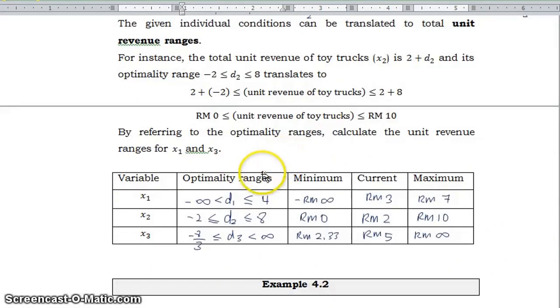This range is applicable only when Toyco made or changed the revenue of any type of toy one at a time. If Toyco wants the current solution to remain optimal, they can only change the revenue of each type of toys within this range. Otherwise, the current solution is no longer optimal.